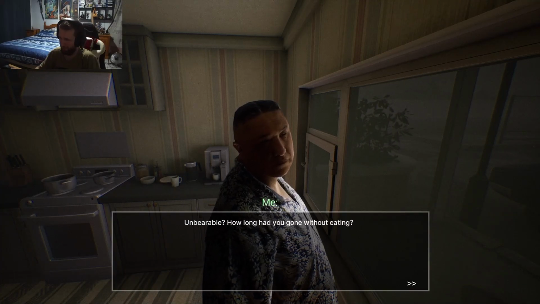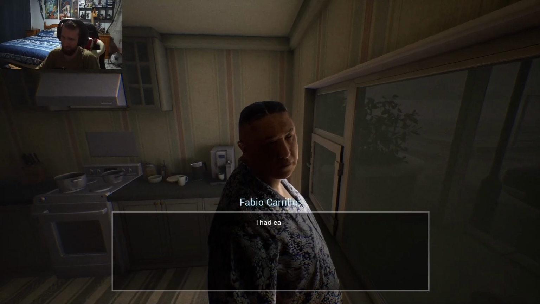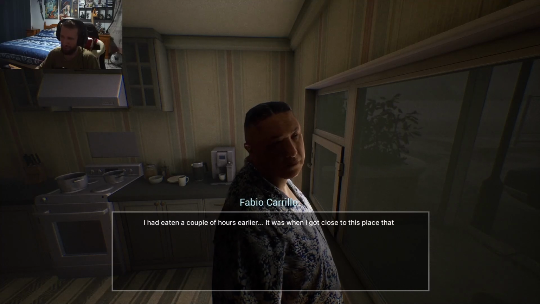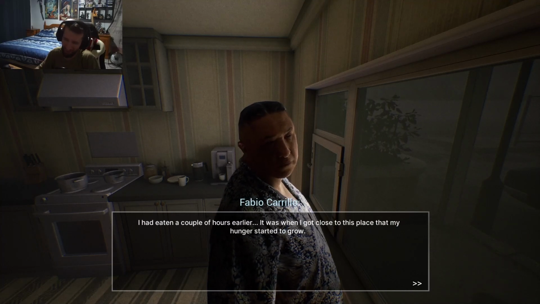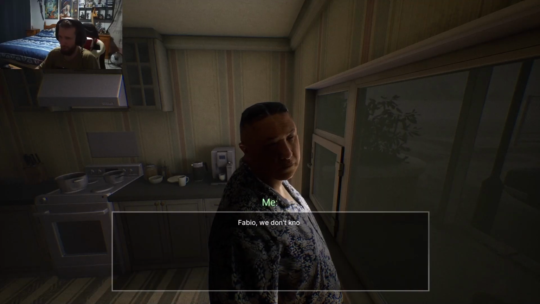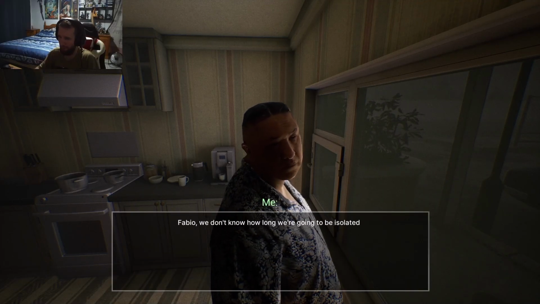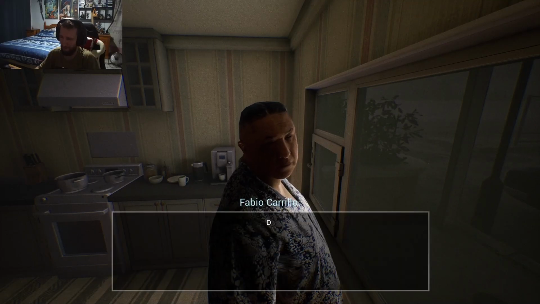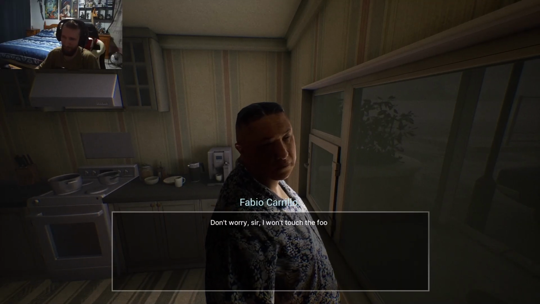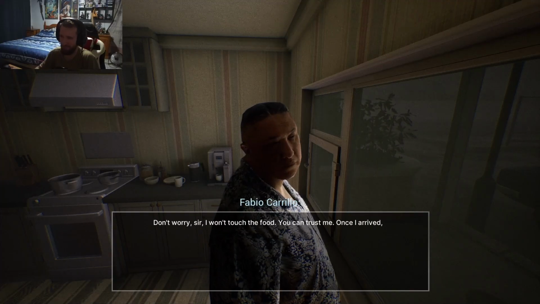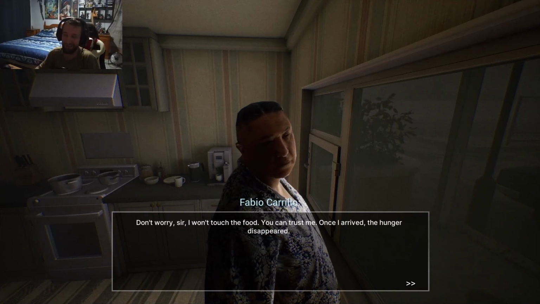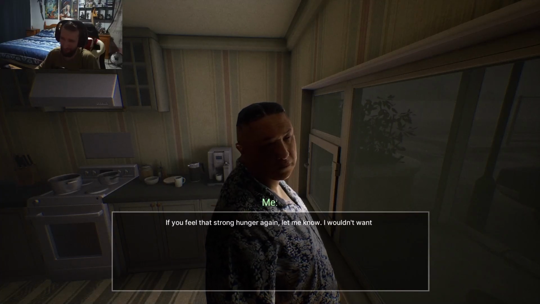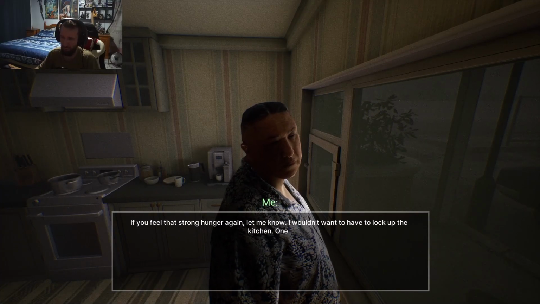Unbearable? How long have you gone without eating? I had eaten a couple of hours earlier. It was when I got close to this place that my hunger started to grow. Fabio, we don't know how long we're going to be isolated in this motel. We should ration the food and the water. Don't worry, sir. I won't touch the food. You can trust me. Once I arrived, the hunger disappeared. If you feel that strong hunger again, let me know. I wouldn't want to have to lock you up in the kitchen.